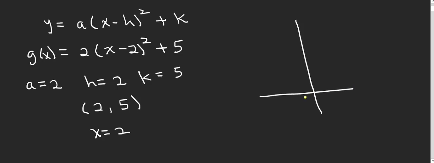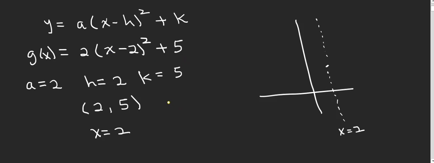So based on these three pieces of information, let's try to graph the parabola. So the vertex is going to be 2, 5, which is about over here, 2, 5. And this is negative 2, 5. So 2, 5 is going to be over here, about. This is going to be the axis of symmetry, x equals 2. Now, the parabola is going to go upward.